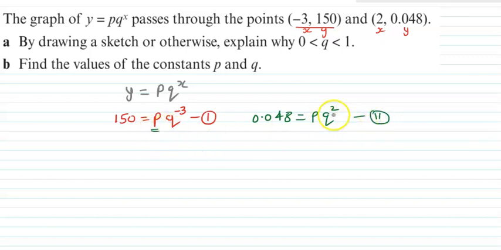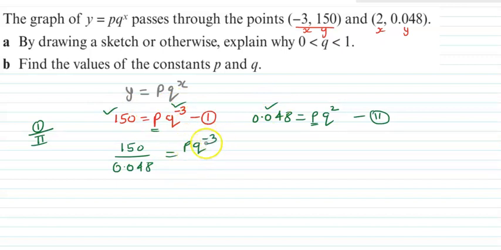So if you see, here is p and here is p. We can solve simultaneously, but there is another way. If you divide equation 1 by 2, left hand side by left hand side, right hand side by right hand side, p will be cancelled. What I mean to say, just have a look. So divide 1 by 2. So 150 divided by 0.048. This is left hand side divided by left hand side. This right hand side, pq to the power -3, and it is pq square. Okay, so if you do it, then you see p and p will be cancelled. That was our aim.